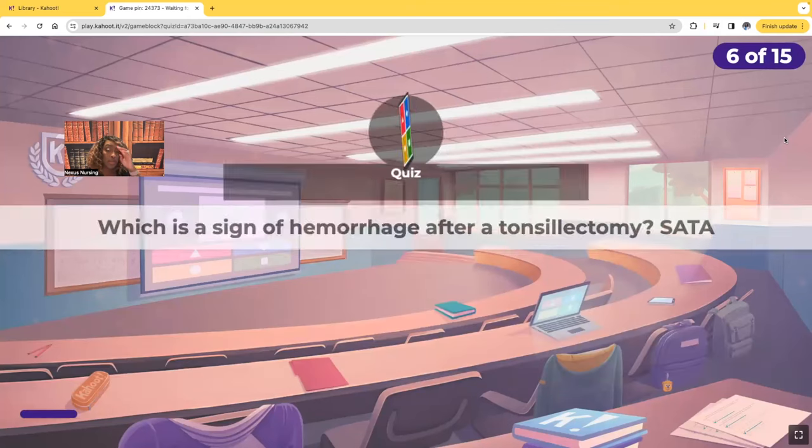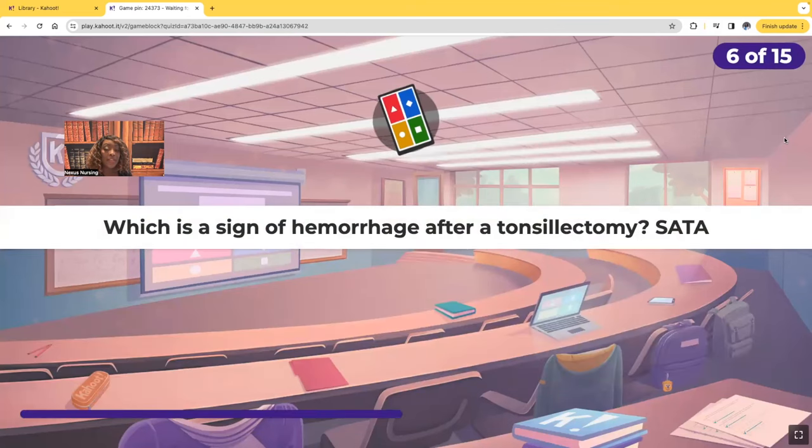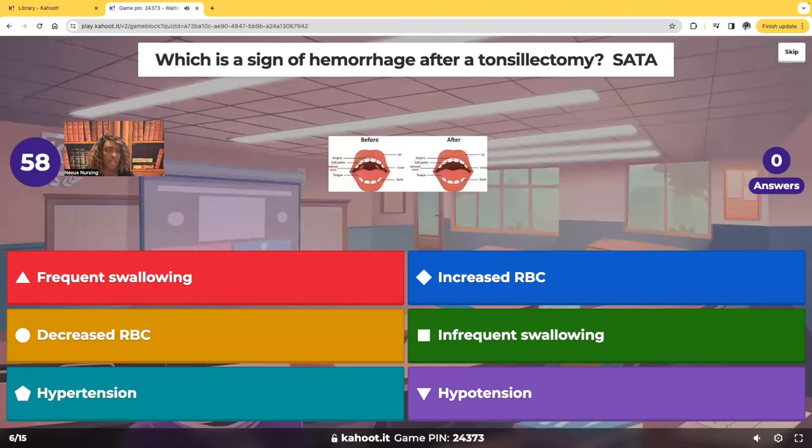All right, select all that applies. Which is a sign of hemorrhage after a tonsillectomy? Select all that applies. So your patient just had a tonsillectomy. Which are signs of hemorrhage? Frequent swallowing, increased RBCs, decreased RBCs, infrequent swallowing, hypertension, hypotension. Select all that apply.